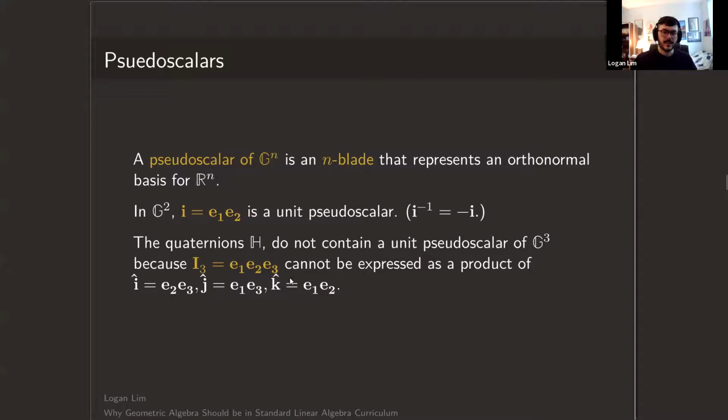Note that the quaternions don't contain the unit pseudoscalar, which is E1, E2, and E3, because they can be expressed as these products, E2 E3, E1 E3, and E1 E2, the bivector basis of the space G3. It's often called the even subalgebra of G3, the quaternions, I mean.